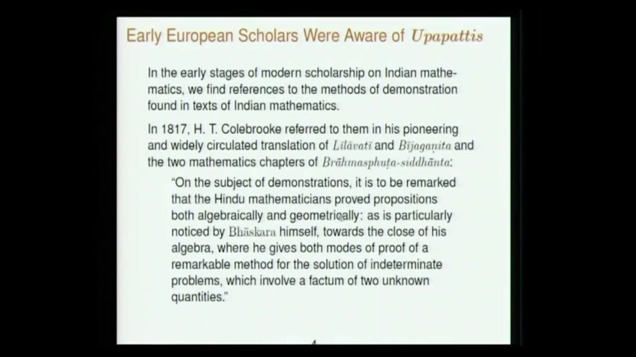Colebrooke says, on the subject of demonstrations, it is to be remarked that the Hindu mathematicians proved propositions both algebraically and geometrically, as is particularly noticed by Bhaskara himself towards the close of his algebra, where he gives both modes of proof of a remarkable method for the solution of the Bhavita problem he is referring to.